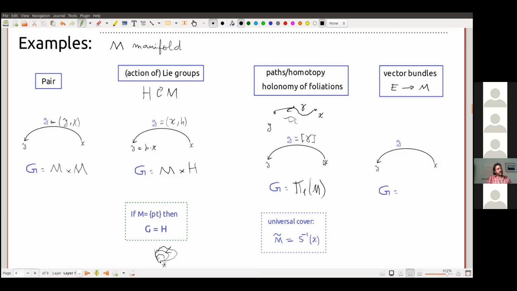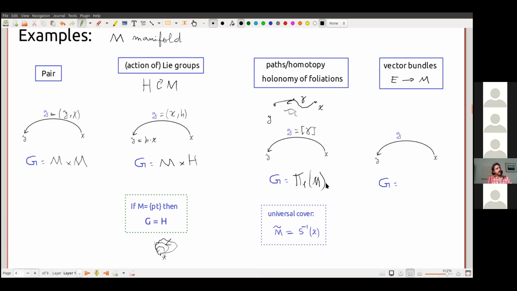So the isotropies you see are the fundamental group associated to the point. And moreover, if you consider all the arrows that start at a particular point x, this gives you a model for the universal cover of M. So we see that these things, although they might seem abstract at first, actually have a very useful way of packaging all sorts of information.